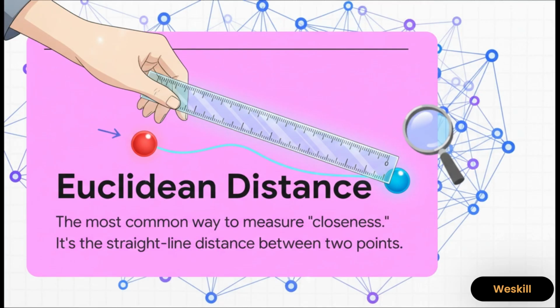You might be wondering, though, how does a computer actually measure closeness? The most popular way is something called Euclidean distance. Now, don't let the fancy name fool you. All it means is the straight line distance between 2 points. You know, like if you took a ruler to a map. It doesn't matter if that map has 2 features or hundreds. The principle is exactly the same.